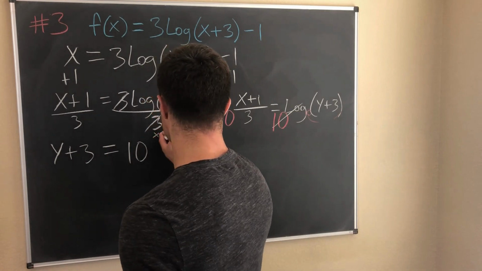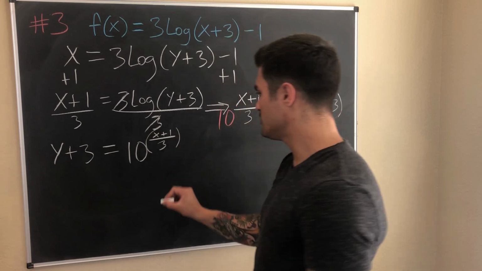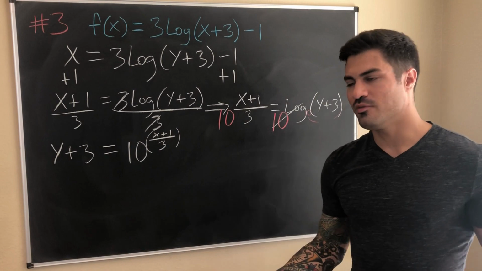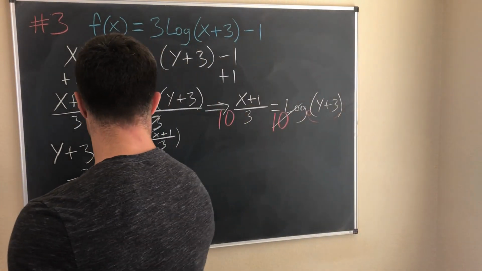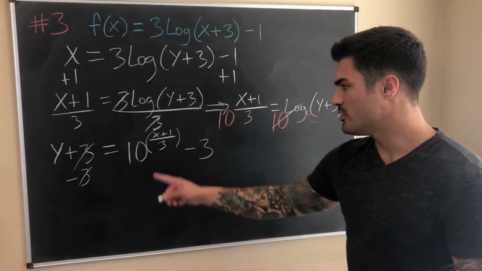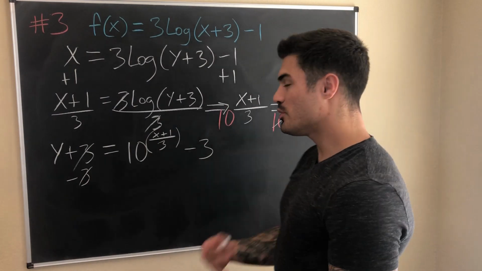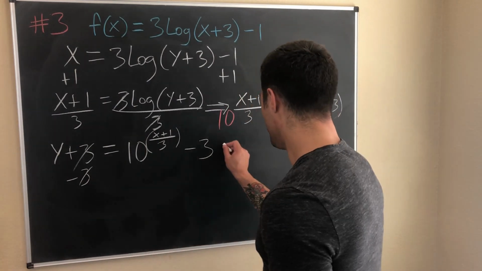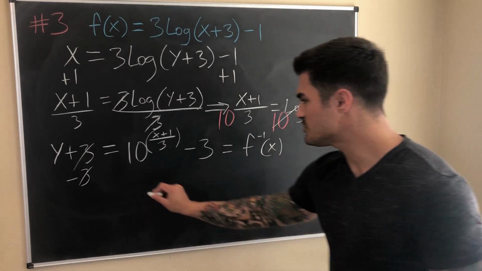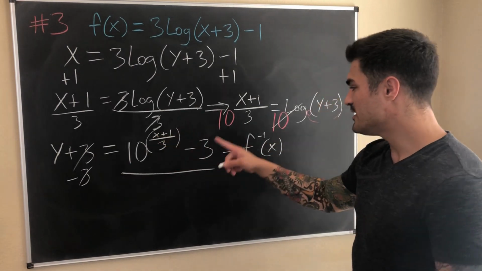So it looks a little ugly. That's okay. Hopefully y'all can see that. 10 to the x, I'll put parentheses, x plus 1 over 3. All I gotta do is subtract 3 from both sides. Subtract 3, now I have y equals, subtract 3, and remember, y equals this, that means this is our inverse function, because whenever we get y equals something, we just replace the y with that f inverse notation. So this right here is our inverse function, 10 to the x plus 1 over 3 minus 3.